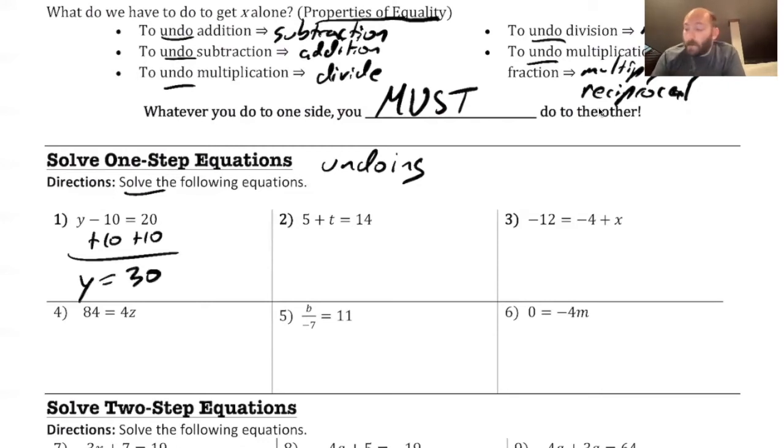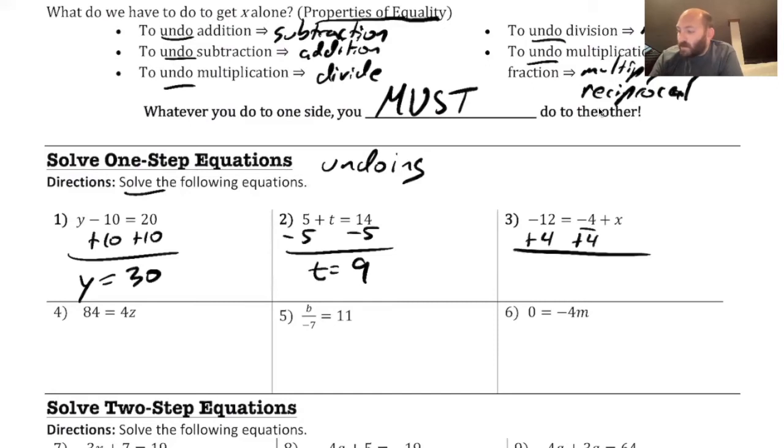For number two, I've got the variable second, but I still have this as a positive 5. So I'm undoing addition here. I'm going to do this by subtracting 5 from both sides, and t comes out as 9. Over here, it's technically weird because I have addition, but I have a -4 being added to x. I still want to undo that, so I'm going to go with a +4 to both sides. The goal here is to zero that out. That one's going to cancel each other out. I got -12 plus 4, which is going to give me -8.